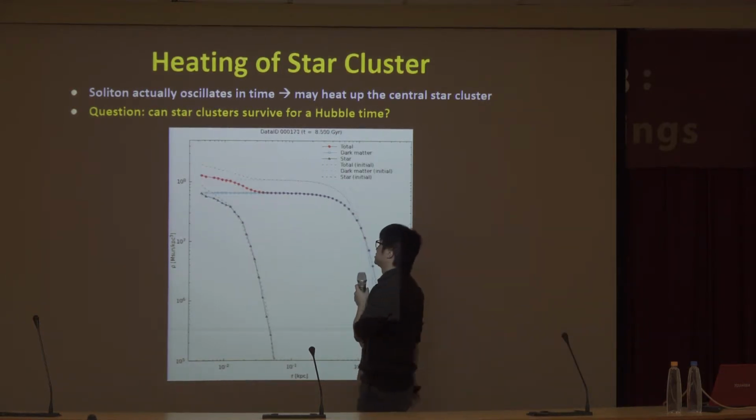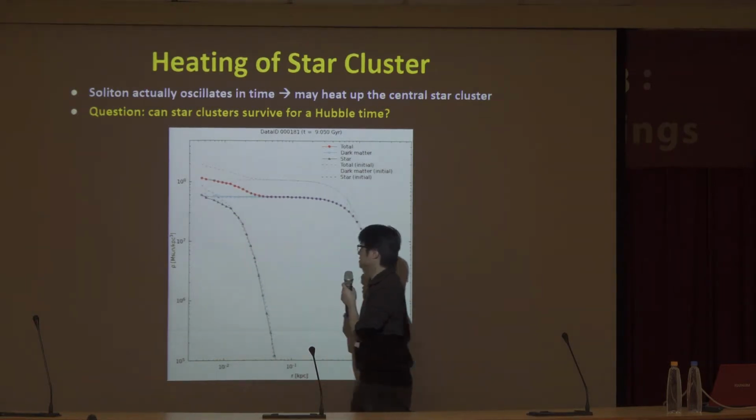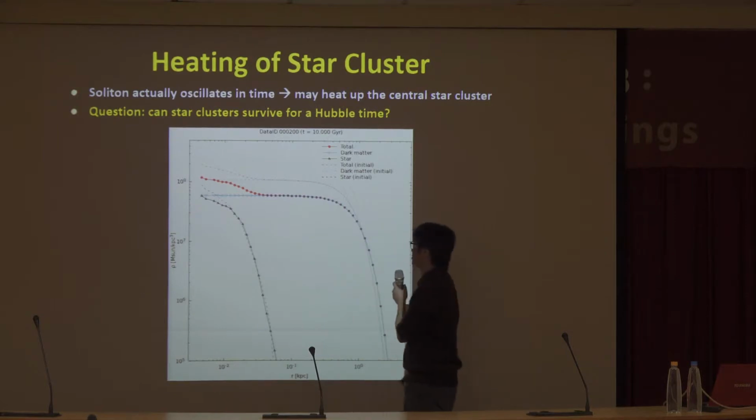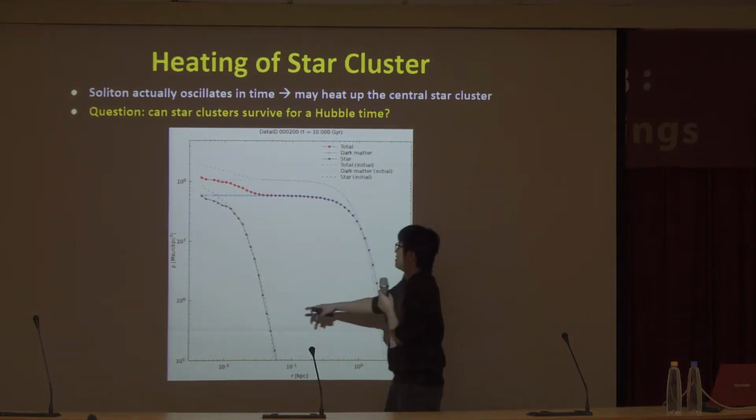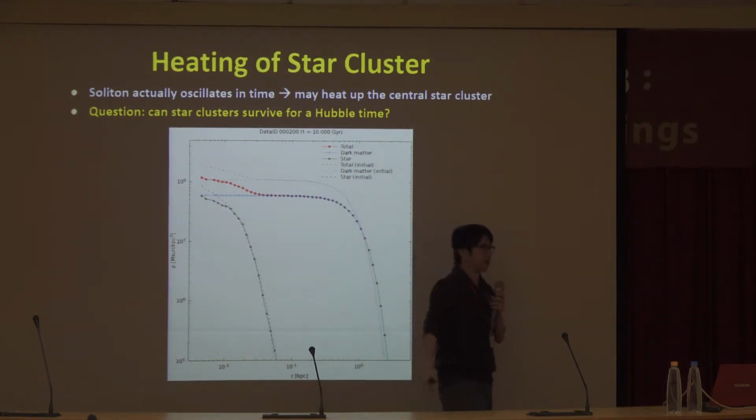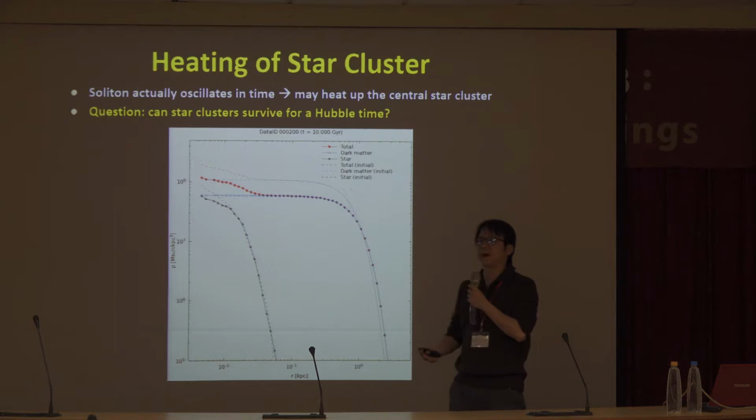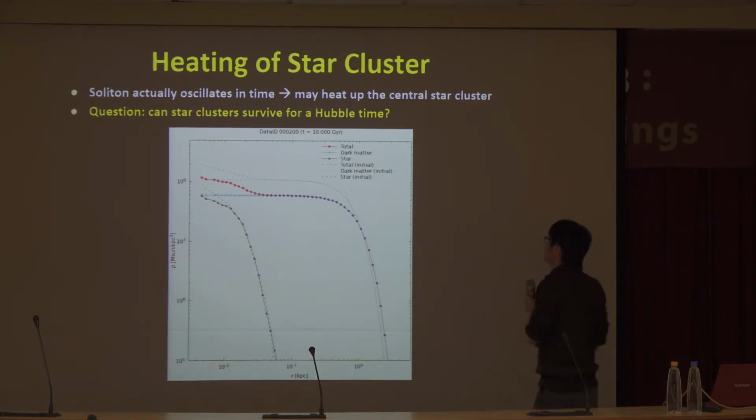Our recent simulation suggests that, okay, this black line is the stellar number density. The blue line is the soliton. The soliton is oscillating, but the star cluster survives for the whole time, suggesting that this heating mechanism is not as efficient as one might expect. So that's also good, but it's also a preliminary result.